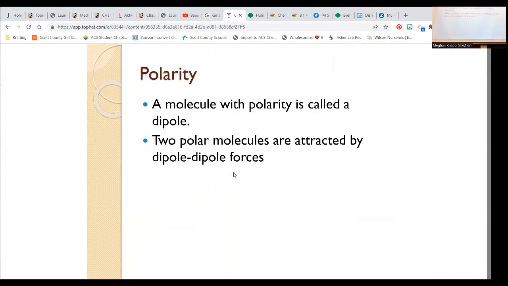Okay, so we use very different words to talk about this. Polar is the adjective, but for the noun, a polar object isn't called a poloid or something, it's called a dipole. I don't know why we have these very different words, but if you hear the word dipole, it just means the thing is polar, okay? So a molecule with polarity is called a dipole. Water is a dipole.